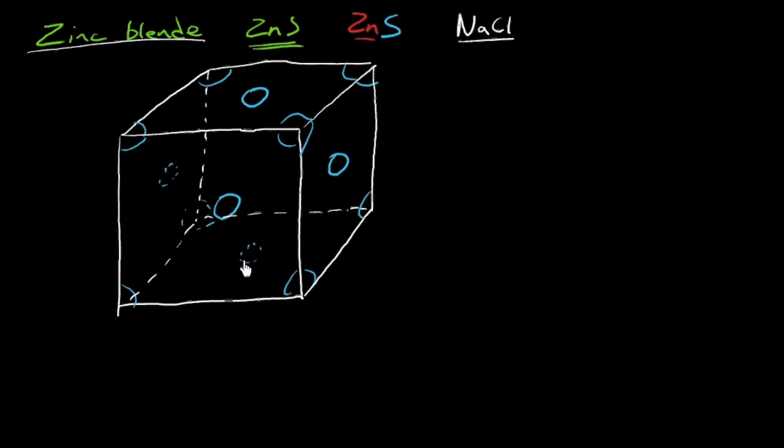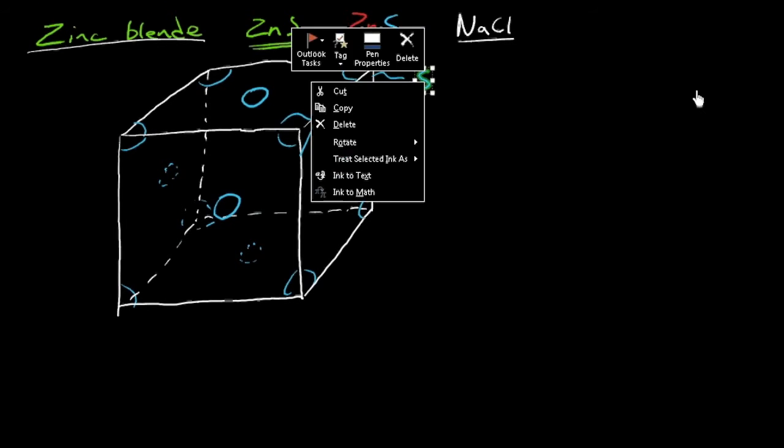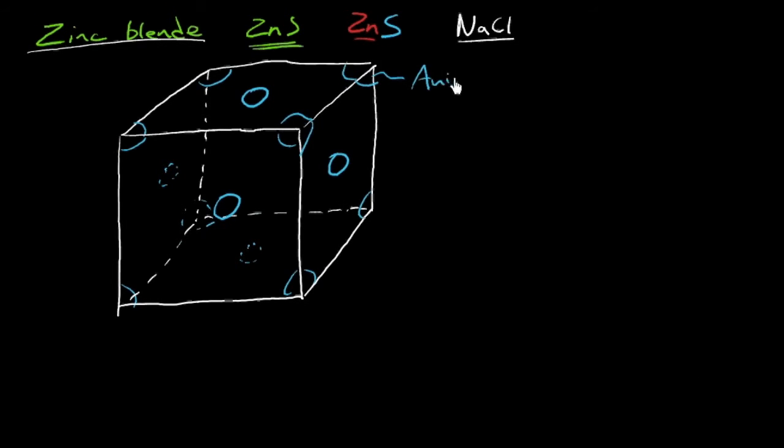But remember that the anions are not necessarily touching across the face diagonals. That's what they do for face-centered cubic, but this is not face-centered cubic. This is just anions, sulfur. Let me be more general, and I'll say anions in what I'll call FCC type positions. That is, their centers reside in an arrangement that you would recognize as being face-centered cubic, but they're not necessarily touching each other across the face diagonals.